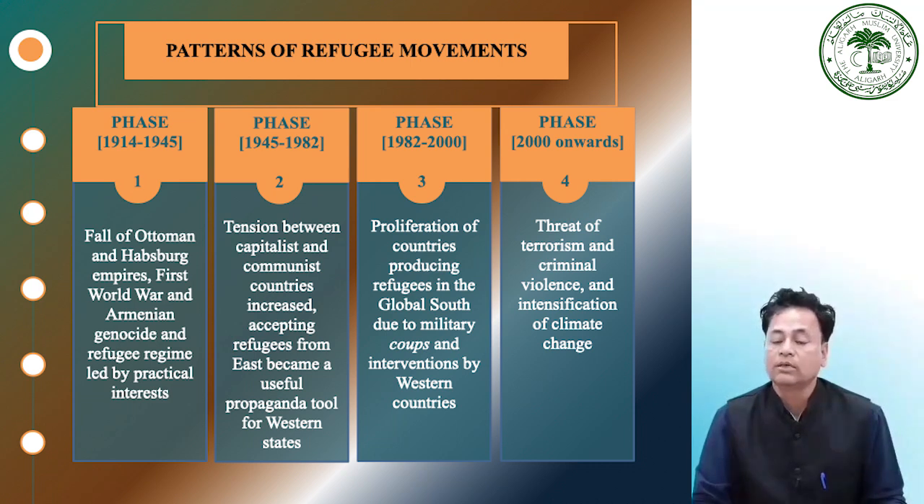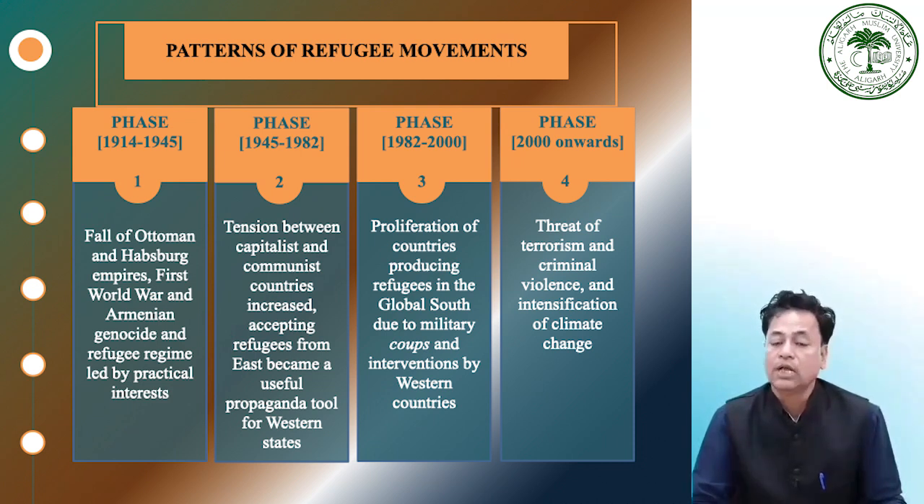The patterns of refugee movements have varied from time to time, particularly in the second half of the 20th century, and on that basis we can say that there can be four phases of refugee movement in the history of international politics. After the First World War, there was a lot of devastation. There was also the interwar period, there was also the Second World War, and during all these important phases, there was also genocide in Armenia and the fall of the Ottoman and the Habsburg Empire. Because of these reasons, there were a lot of refugees, but at that time the countries accepted the refugees for a selfish reason, you can say, that they needed medical doctors, scientists and professional people, and that's why they were given refugee status or asylum.